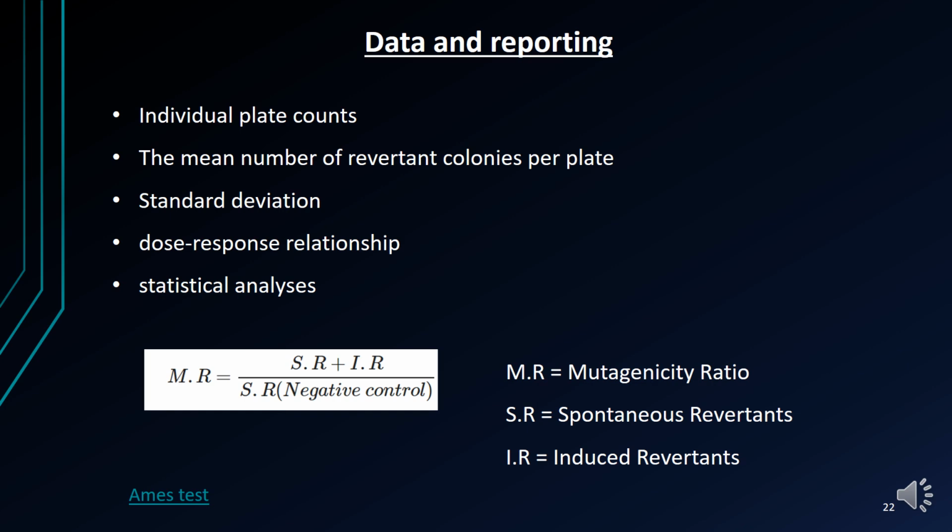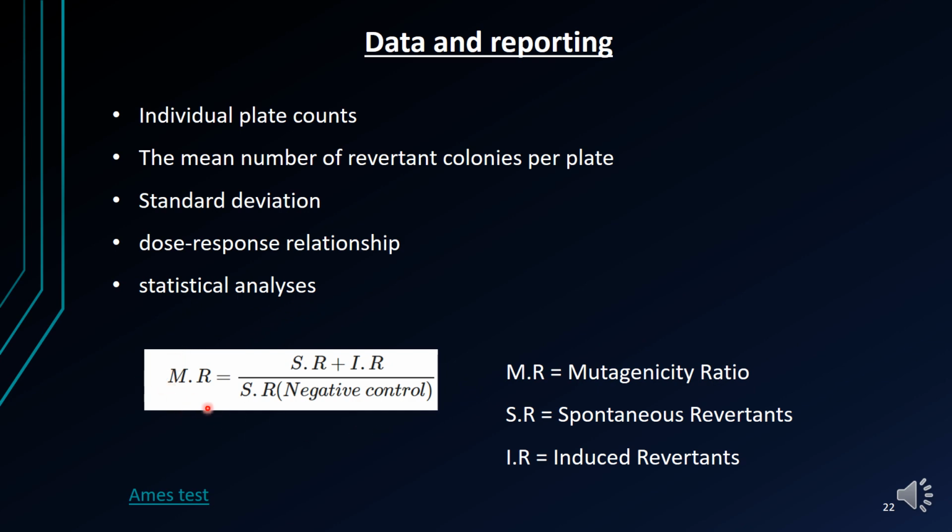So here is the formula for calculating the mutagenic ratio. The mutagenicity ratio is calculated by this formula. MR, meaning the mutagenicity ratio, is equal to the spontaneous revertant colonies generated in the negative control plus the induced revertant colonies generated in the positive control medium, then divided by the spontaneous revertant colonies. So this formula will give the information about the mutagenicity ratio.